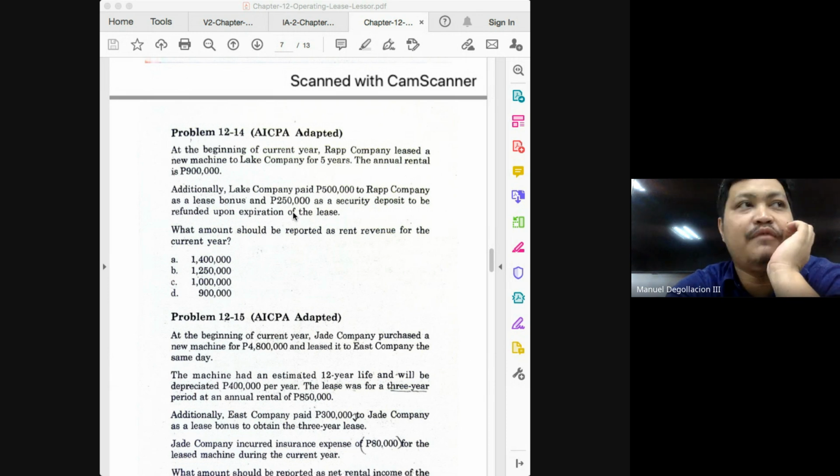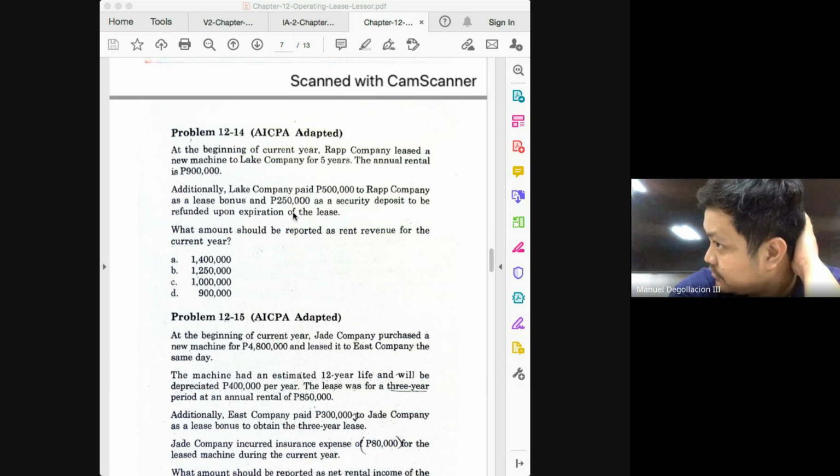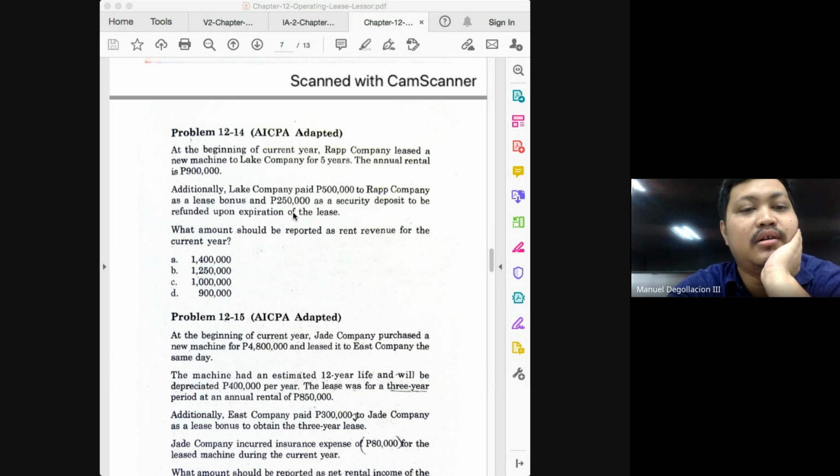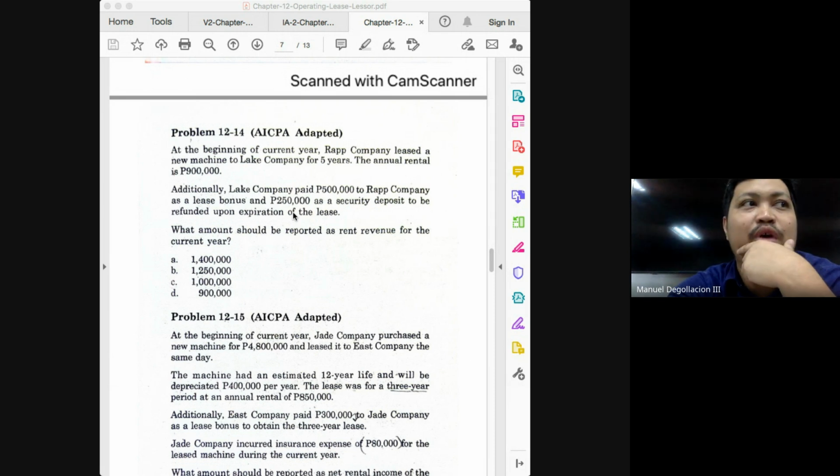Why are we ignoring the 250,000 security deposit? Because it is refundable. So even if you get that amount, you will never recognize that as an income because you will ultimately return the 250,000. It's different if the deposit is non-refundable, then it will be treated the same way as your lease bonus paid by the lessee, which would be amortized also throughout the lease term. But here, the 250,000 will be reported as a liability until it is refunded or returned to the lessee. Okay, if it's refundable, it will not form part of your rent revenue.